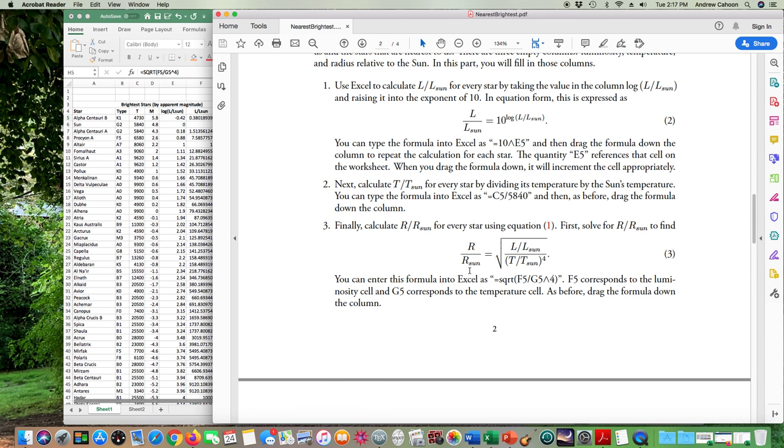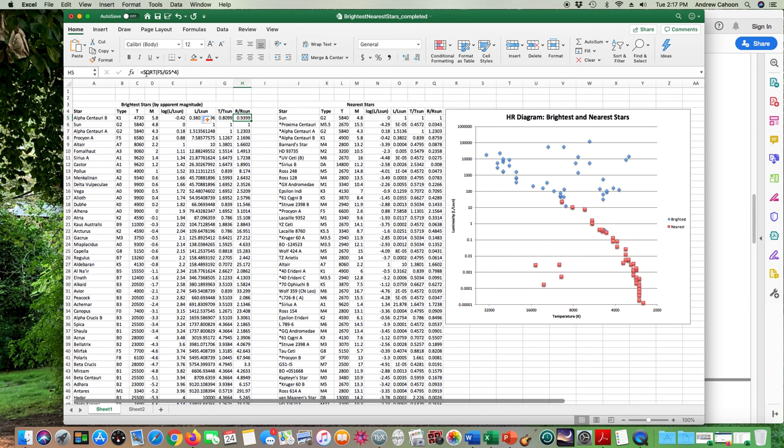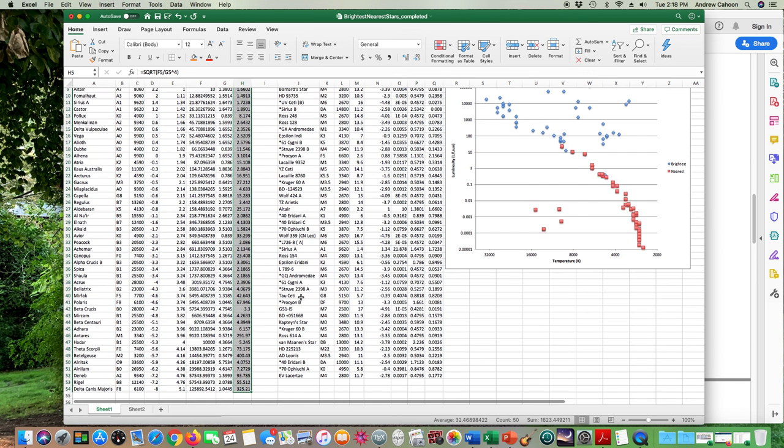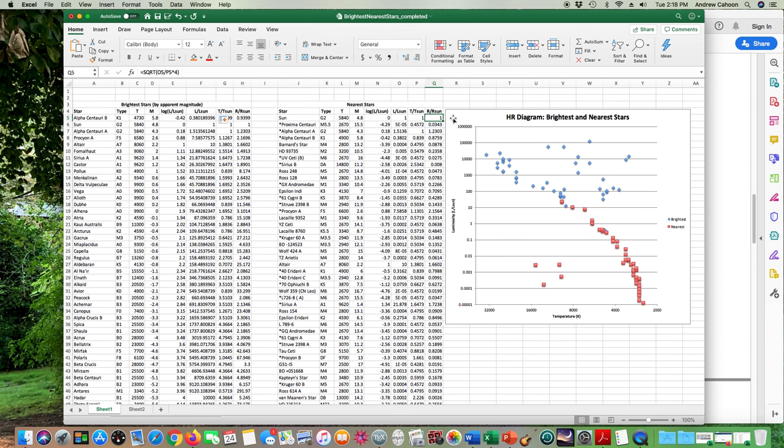So radius relative to the radius of the sun is the square root of L over L sun divided by T over T sun to the fourth power. So here we plug in the formula, square root F5 over G5 to the fourth power. F5 is the luminosity, G5 is the temperature. And again, drag that formula down, and it will calculate it for each row. Okay, and you're doing the same thing over here. Instead of using these luminosities and temperatures, you're using these luminosities and temperatures. So once you have the tables like this, you should be able to answer any of the questions you need to in the lab handout.